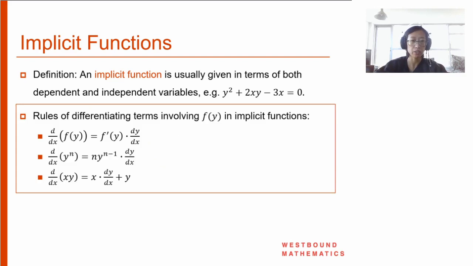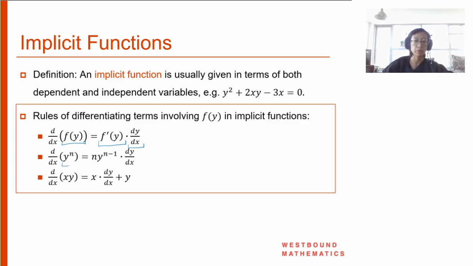So we can apply this method when we differentiate terms involving y in implicit functions. So here are the rules. When I'm trying to differentiate a function of y with respect to x, I can differentiate it with respect to y first, which gives me f dash y, and I times it by dy dx as per the chain rule.